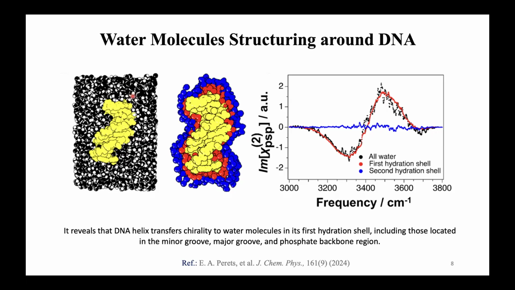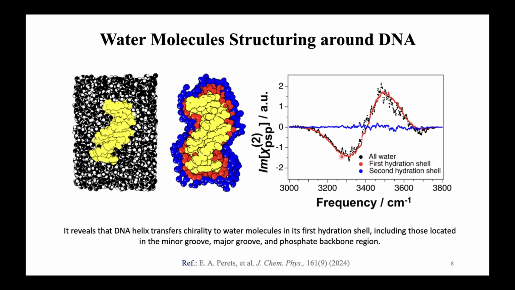Here you can see the DNA fragment, which is highlighted in yellow. The DNA is put in a water box, where all water molecules in the system are highlighted in black. The water molecules from the first and the second hydration shell are highlighted in red and blue respectively. Here you can see the graph that shows the calculated sum frequency generation spectra for all water molecules in the system, as well as for the first hydration shell and the second hydration shell, with the corresponding colors.